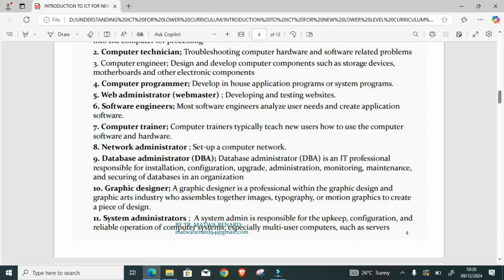Another one, you can become a computer trainer. You get your room somewhere, you put your computers there, you tell people to be coming, you train them. Yeah, you get some money from that. Or you can become a network administrator. That deals with setting up a computer network.